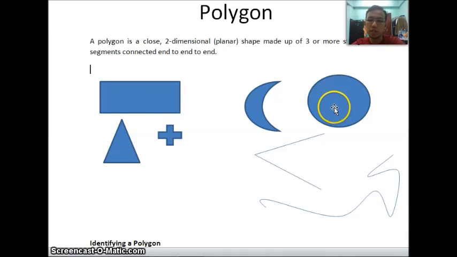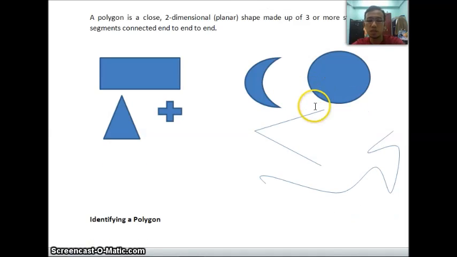Now on my right hand side, we have shapes. Of course we have shapes, but the thing is that they're not straight lines. Here we have a circle, so it's not a polygon. Even though it's a shape and it's closed and it's connected, it's not a polygon. Here, this one is not connected. This one is not connected and it's curved as well.